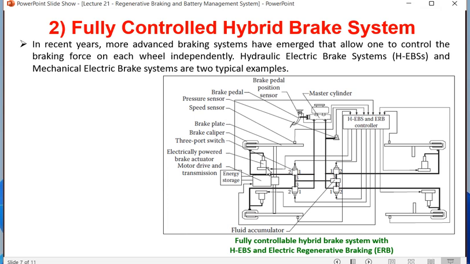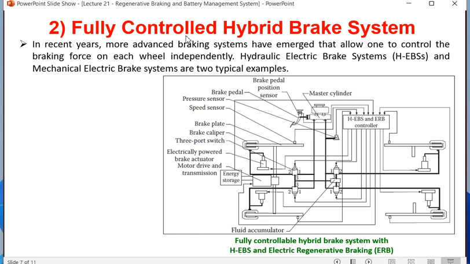So you will be finding what are the things. So there is a master cylinder. This cylinder is full of brake fluids, and depending on requirement it generates the pressurized hydraulic fluid through these lines, and these lines are connected to wheel. Second thing is, you are finding brake pedal position sensor, brake pedal pressure sensor, speed sensor, brake plate, brake caliper, all those things are same. This is something called as a 3-port switch, and electrically powered brake actuator, motor drive and transmission. So one new thing you are finding here is fluid accumulator, and they are actually connected to each wheel separately. That means each wheel here can be controlled separately. So that is the main thing in fully controlled.